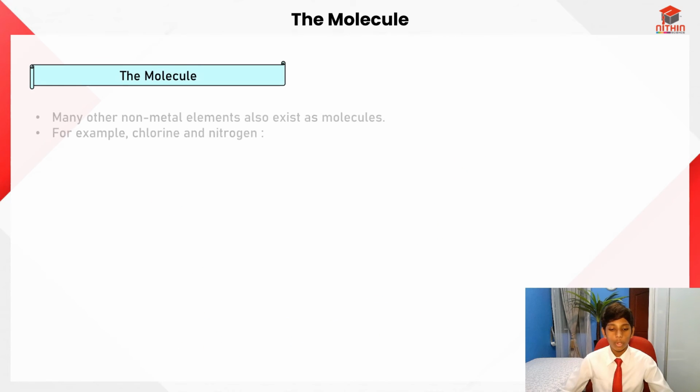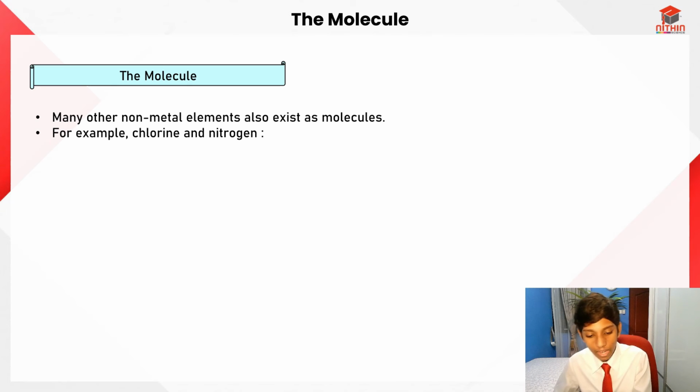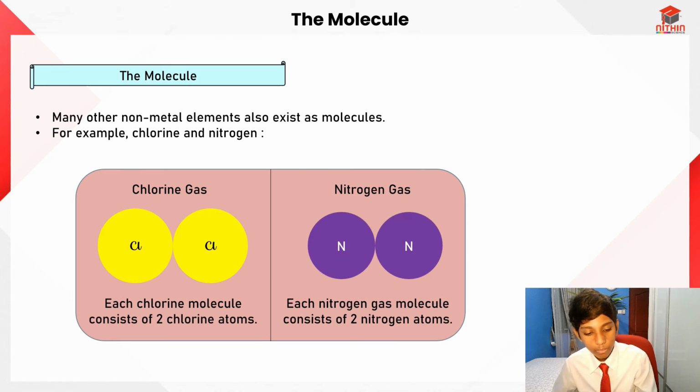Okay, the molecule. So many other non-metal elements also exist as molecules. For example, chlorine and nitrogen. So these are actually non-metal elements. They also exist in molecules. So basically, chlorine gas actually is a molecule as well. So each chlorine molecule consists of 2 chlorine atoms. Each nitrogen gas molecule consists of 2 nitrogen atoms.